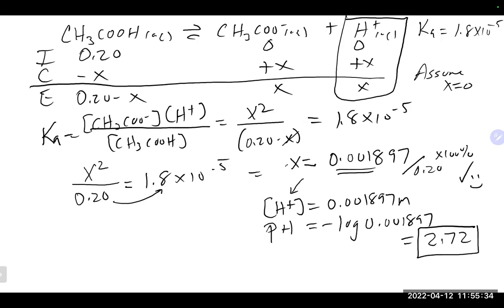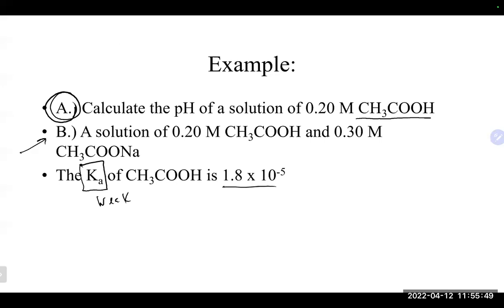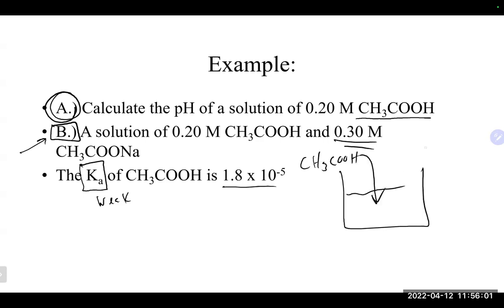All right, so then let's look at part B here together. And part B is a little bit different. We are using really the same weak acid here. So we're using the same acetic acid with a 0.2 molar concentration. But in part B, we are also dumping in there 0.3 molar sodium acetate. So in part B, they are both basically going into the exact same bucket here, if you will.